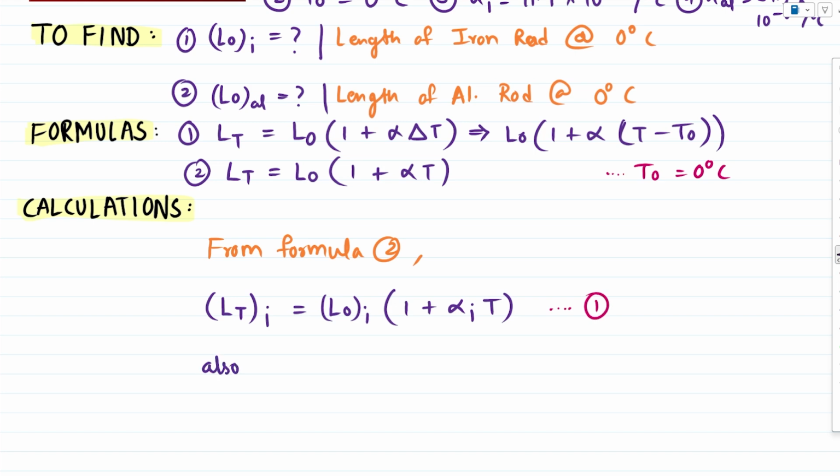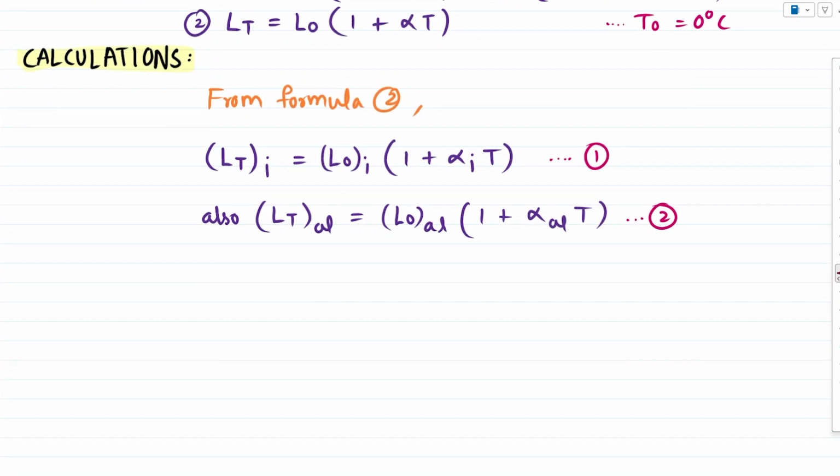Also, we can say that the length of aluminium rod at temperature T is equal to the length of aluminium rod at 0 degree Celsius into 1 plus alpha of aluminium times temperature T. So let me mark this as our equation number 2. And now I have these two equations. One equation is for our iron rod and the second equation is for our aluminium rod.